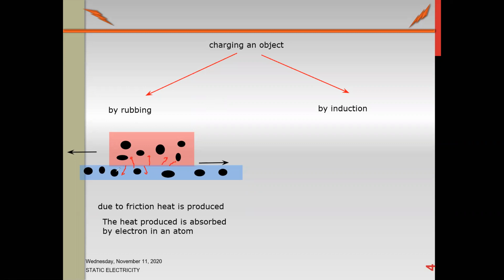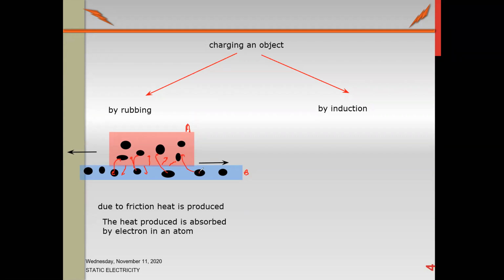So the electron jumps from one material to another. Example, this one is material A. The red shade is representing material A, and the blue shade is representing material B. If an electron jumps from material A to material B, what will be the charge of material B?